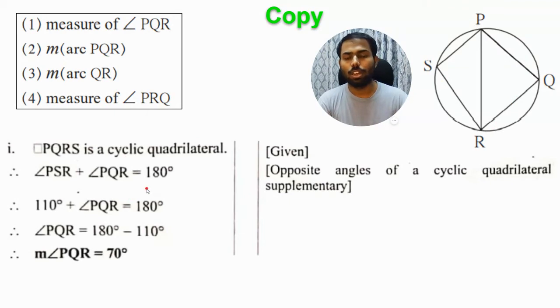We are using the property of cyclic quadrilateral. What will be the reason? Opposite angles of a cyclic quadrilateral are supplementary, right? Supplementary यानी दोनों को add करके 180 आएगा.